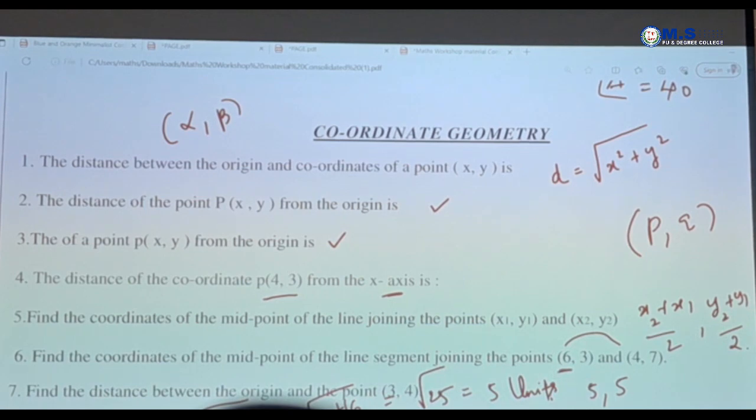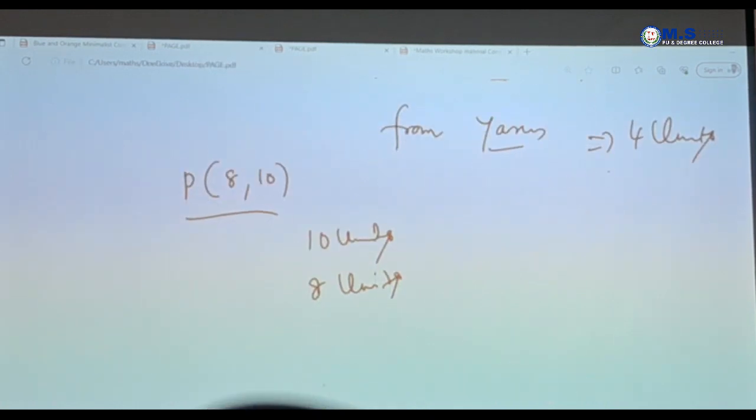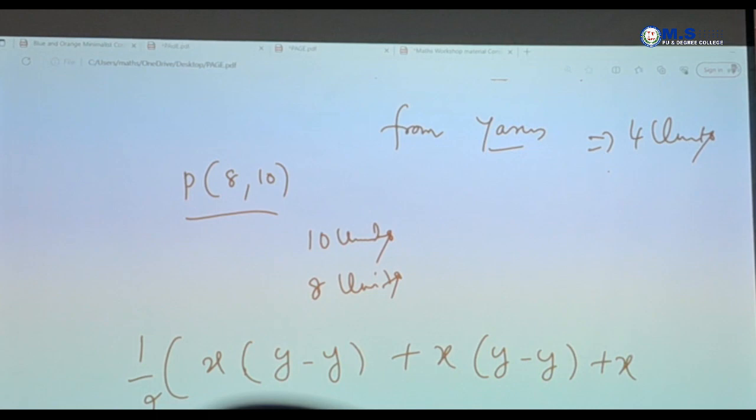One more question. Write the formula to find out the area of a triangle if its coordinates are x1, y1, x2, y2, x3, y3. What is the answer? No? Yes. Please write it down. None of the examinations will ask. Half into x1, 2, 3. Okay?